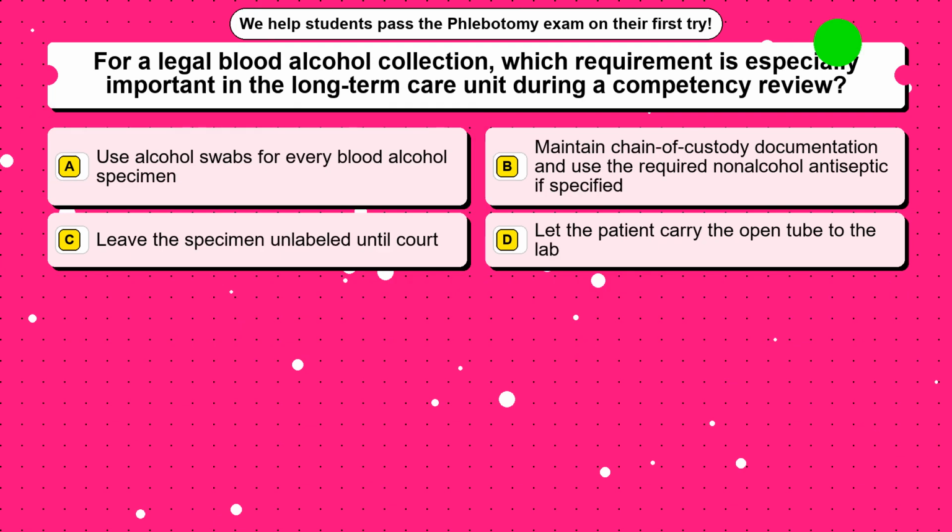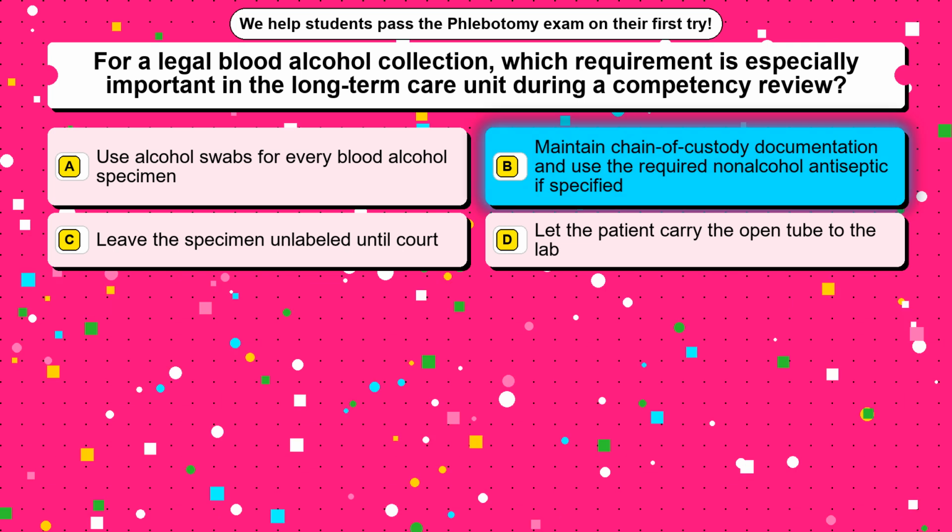Question 74. For illegal blood alcohol collection, which requirement is especially important in the long-term care unit during a competency review? Option A. Use alcohol swabs for every blood alcohol specimen. Option B. Maintain chain of custody documentation and use the required non-alcohol antiseptic if specified. Option C. Leave the specimen unlabeled until court. Option D. Let the patient carry the open tube to the lab.